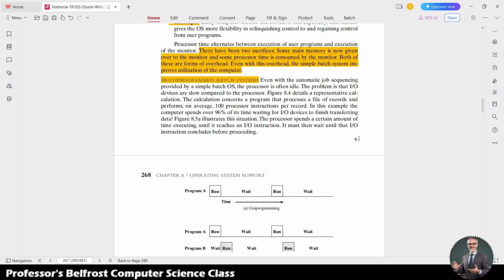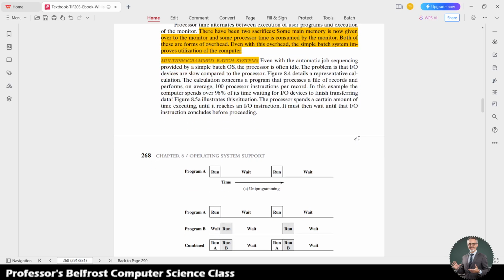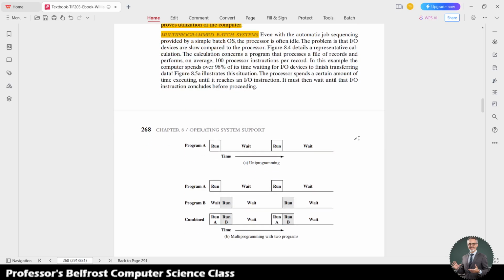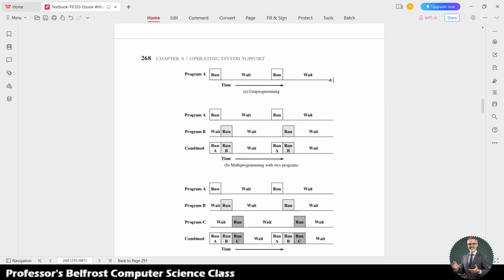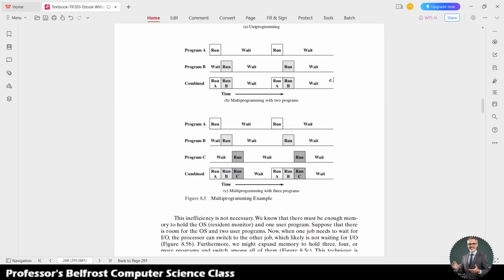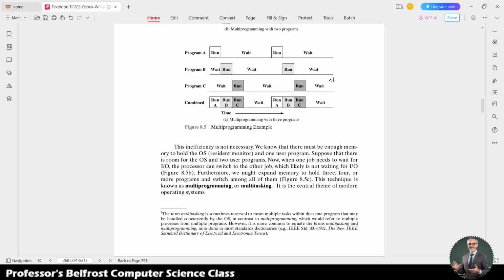The next kind is the multi-programming batch system. Even in the last example, the processor is often idle. The idle time is a problem because the I/O devices are slow compared to the processor. You see uniprogramming, multiprogramming with two programs, and multiprogramming with three programs.